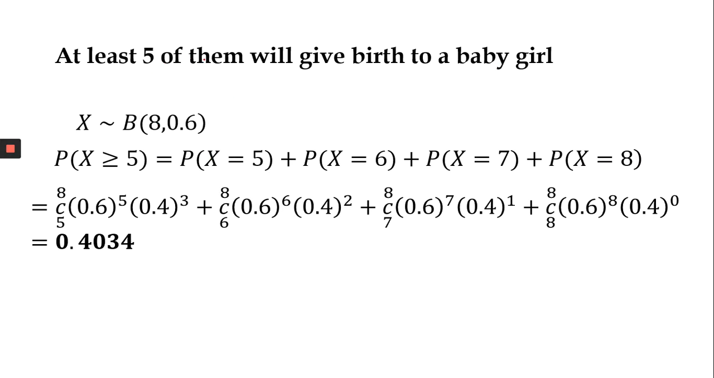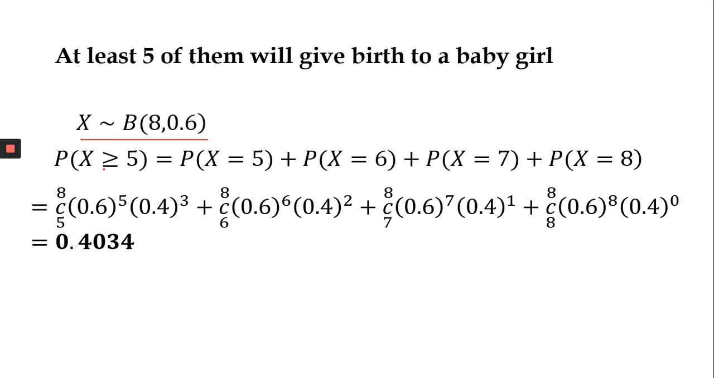Now, at least 5 of them will give birth to baby girl. So we return back to this one. Now, probability X at least means from 5 and above. If I say at least 5, it means start from 5 going up. At most 5 means from 5 going down. This is very, very important. At least 5 from 5 going up, at most 5 from 5 going down.